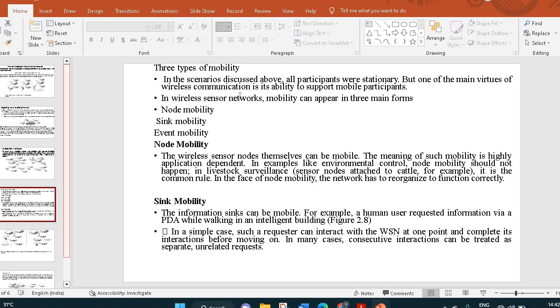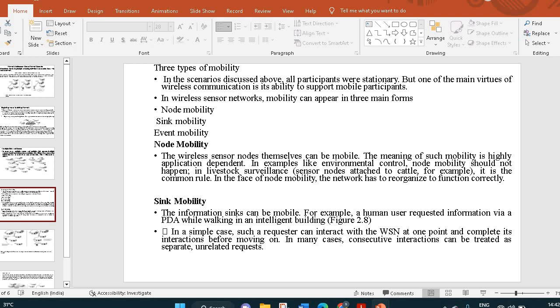In the scenarios discussed above, all participants were stationary. But one of the main virtues of wireless communication is its ability to support mobile participants. In wireless sensor networks, mobility can appear in three main forms: node mobility, sink mobility, and event mobility. Coming to node mobility, the wireless sensor nodes themselves can be mobile. The meaning of such mobility is highly application dependent.